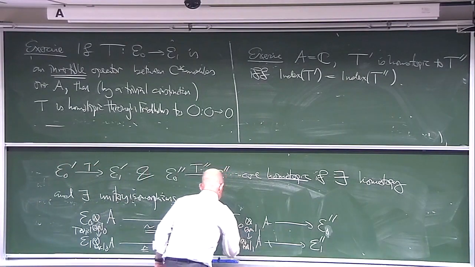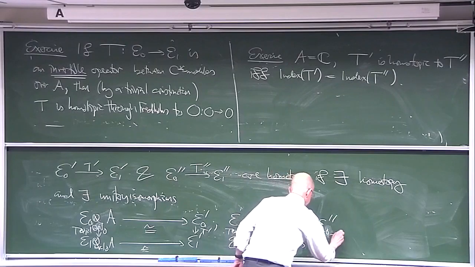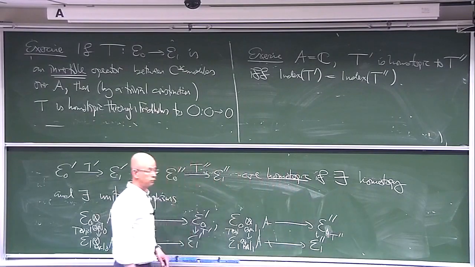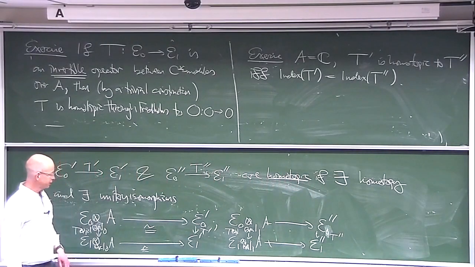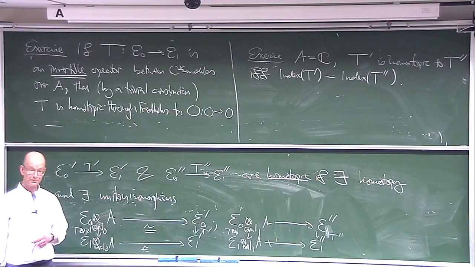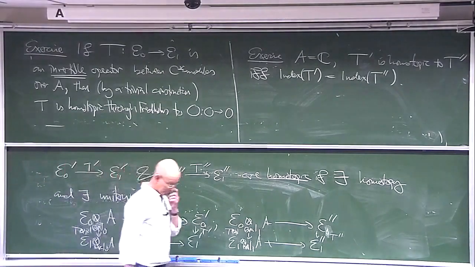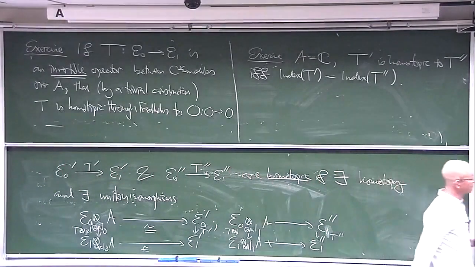And between these two modules, we have T tensor the identity. Here we have T. So there should exist such four isomorphisms so that these diagrams commute. Great. So that it's a family of homomorphisms depending on X.